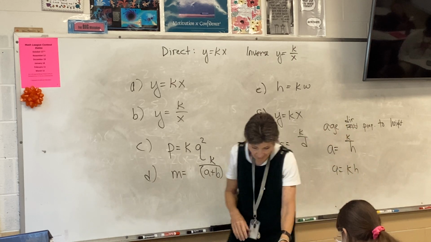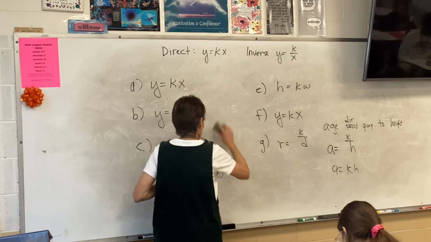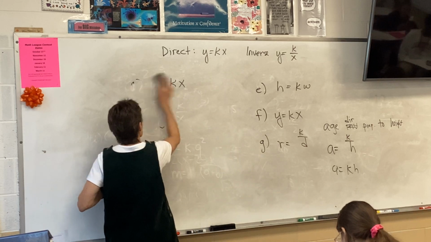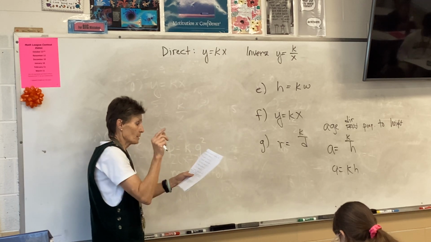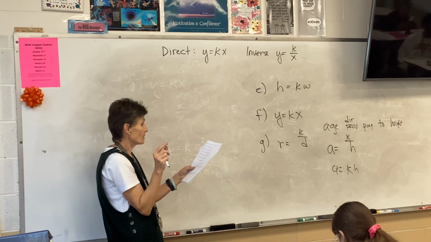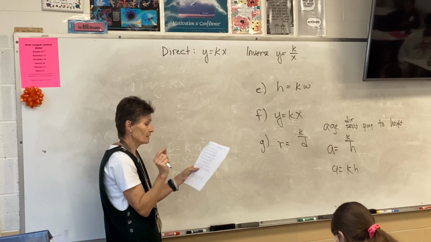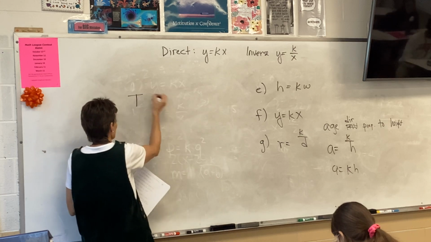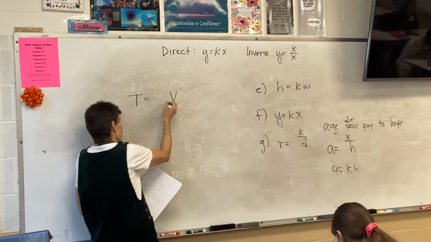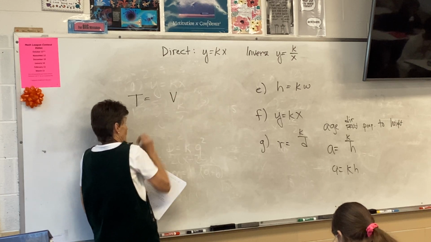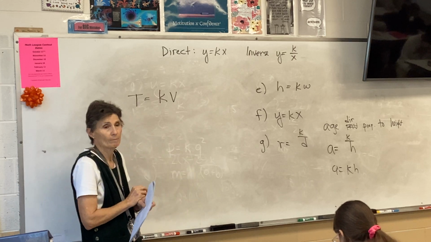All right, so now we're going to do a couple of actual problems. All we've done so far is set up equations. Now we're going to do a problem. We're on 2A. Temperature is directly proportional to volume. So I have temperature and I have volume. Is it going to be T equals KV or T equals K over V? KV. It is directly proportional.